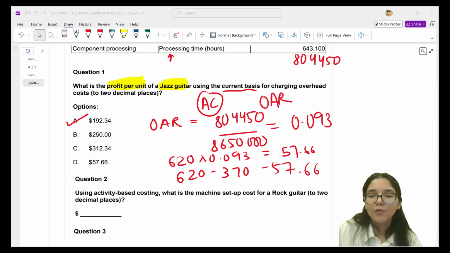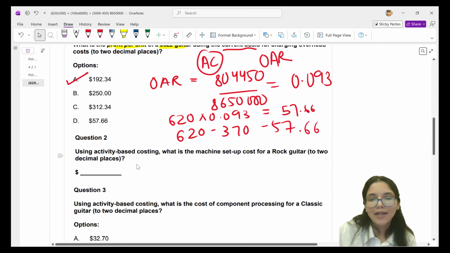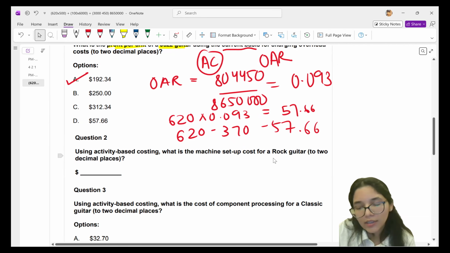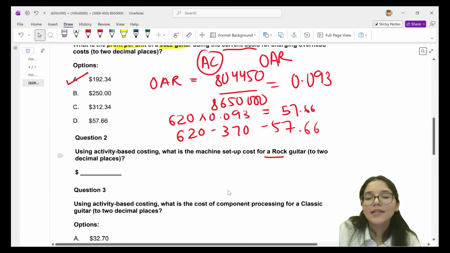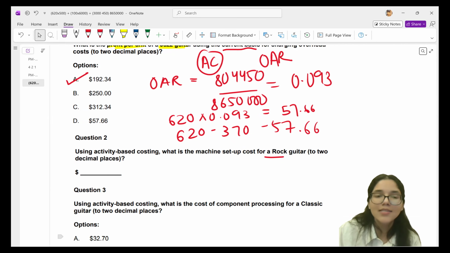Okay. Now we move forward to the second question. Question number 2, you have to use activity-based costing and tell what is the machine setup cost for a rock guitar. A rock guitar means, do I have to give my answer in total terms or in per unit terms? Let me know very quickly. My answer has to be in per unit terms.